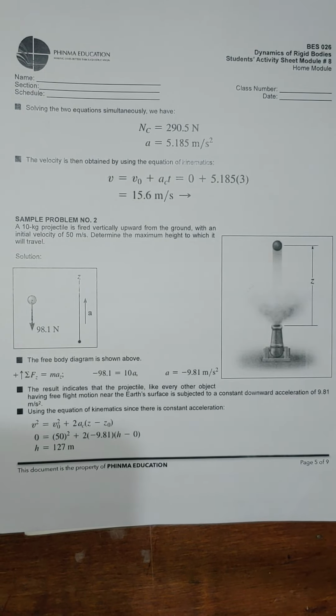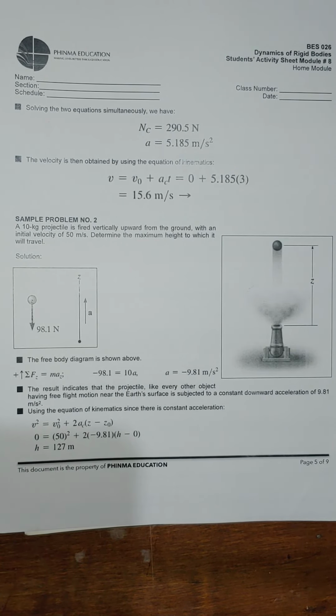Let's proceed to our sample problem number 2. A 10-kilogram projectile is fired vertically upward from the ground with an initial velocity of 50 meters per second. Determine the maximum height to which it will travel.